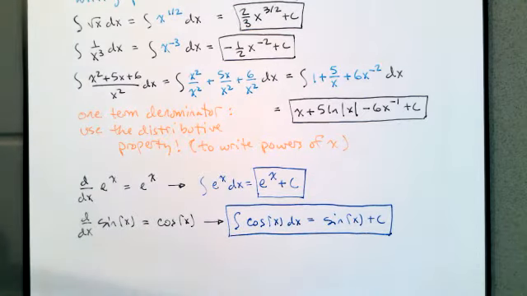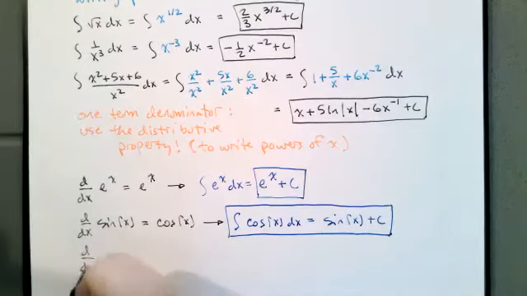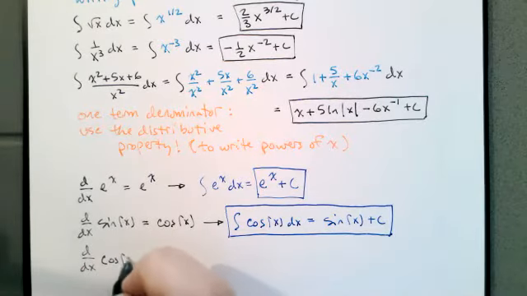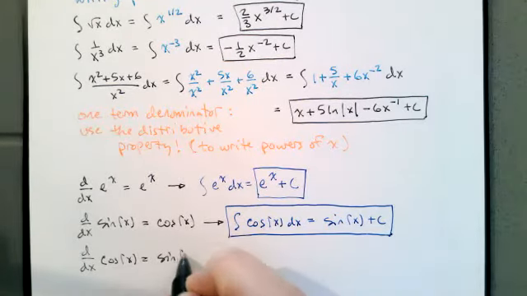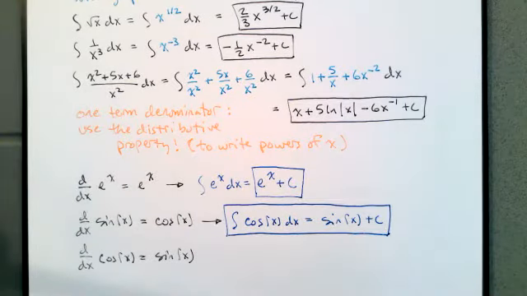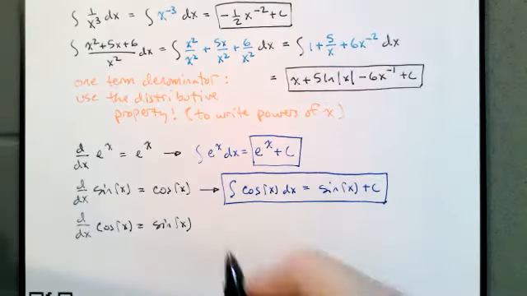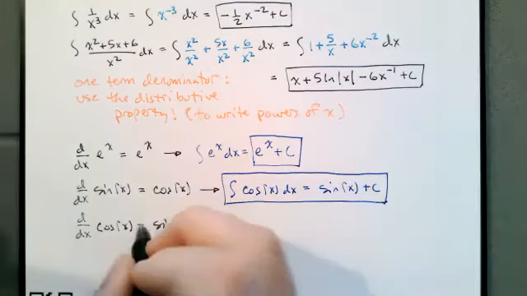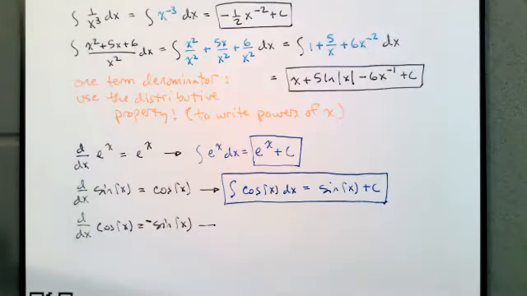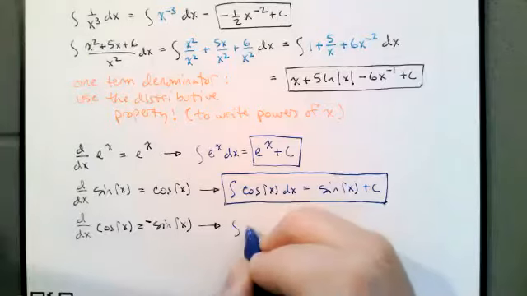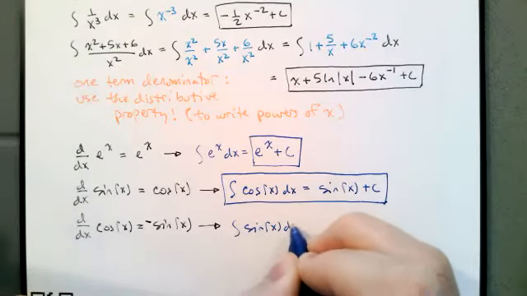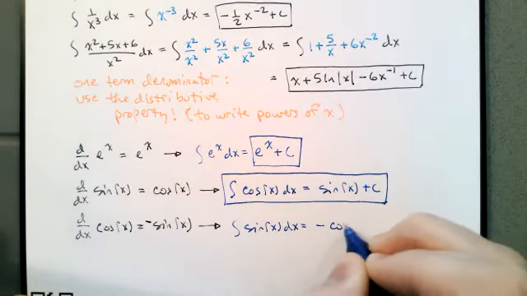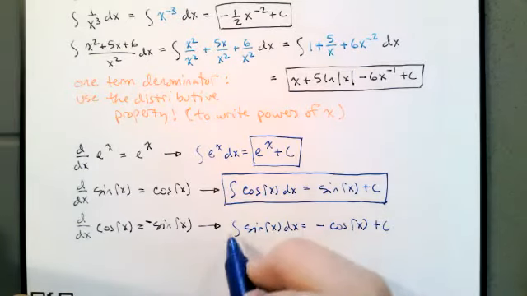So if we have the derivative of cosine x is sine x. Now we're going to do a little bit of algebraic sleight of hand. Oh, sorry. What's missing? What did I forget? Plus c. Derivative of cosine is negative sine. And so the integral of sine x dx is negative cosine x plus c.